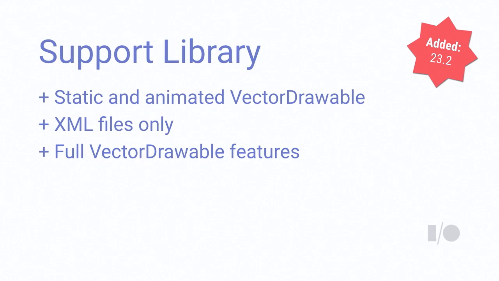In version 23.2 of the support library, we introduced two new classes: Vector Drawable Compat and Animated Vector Drawable Compat. So from the name, you can see we are supporting both static and animated assets here. The best thing about this solution is that it is XML files only. There's no more PNG involved at all. The same XML file format can be used for the support library version and the non-support library version, and it also supports the full feature set of Vector Drawable.